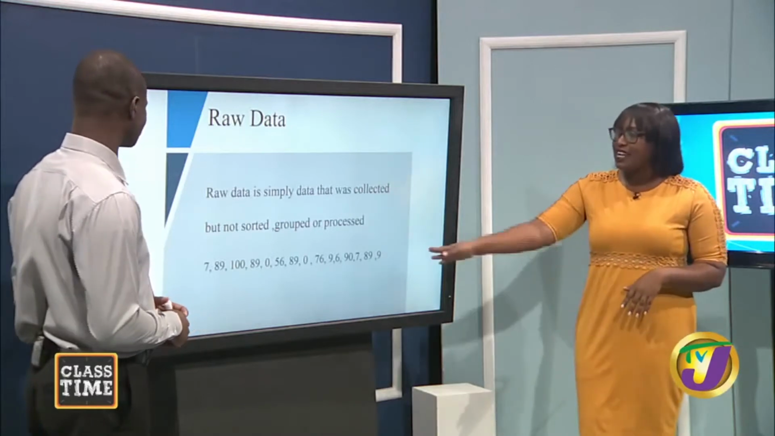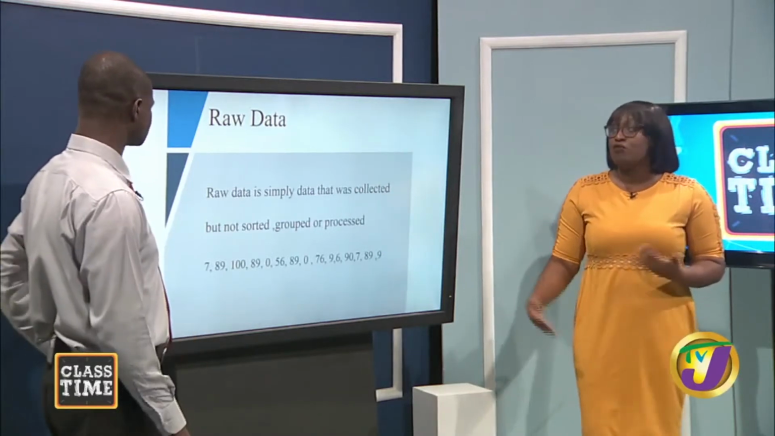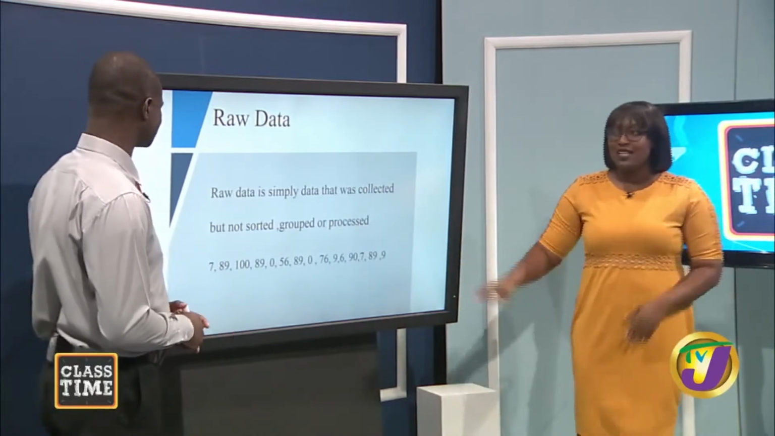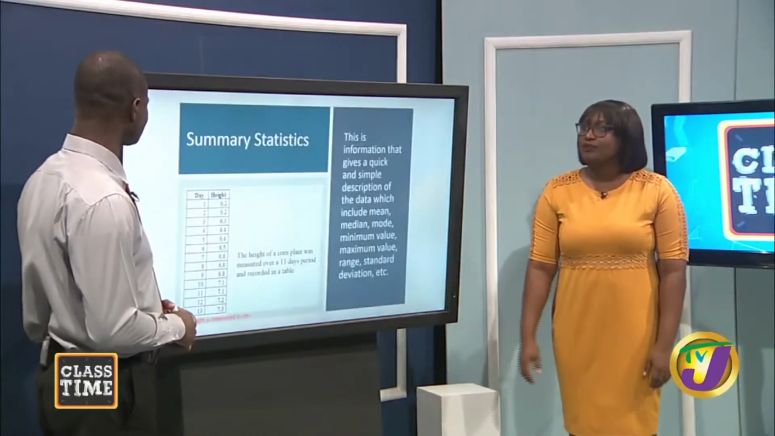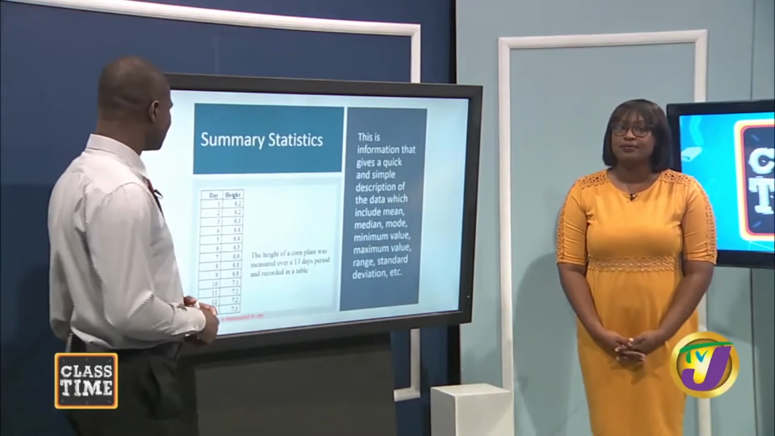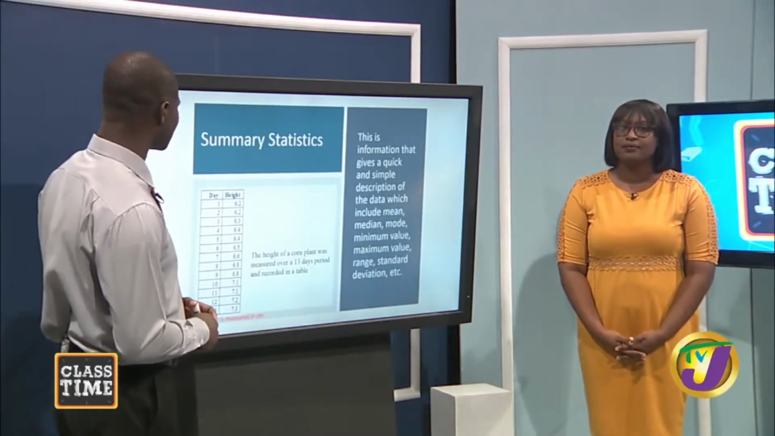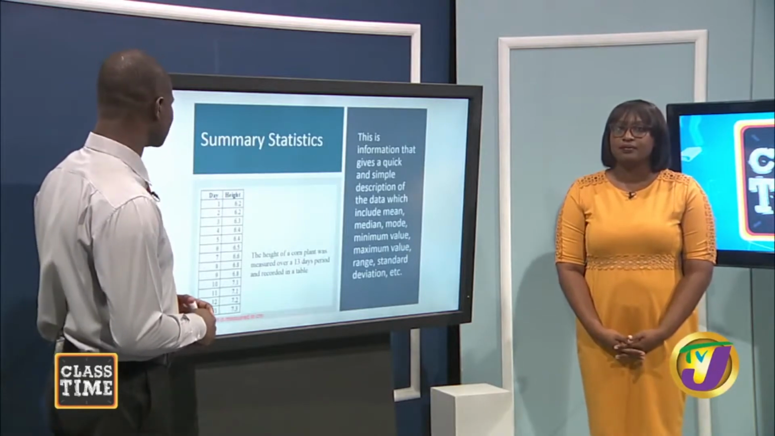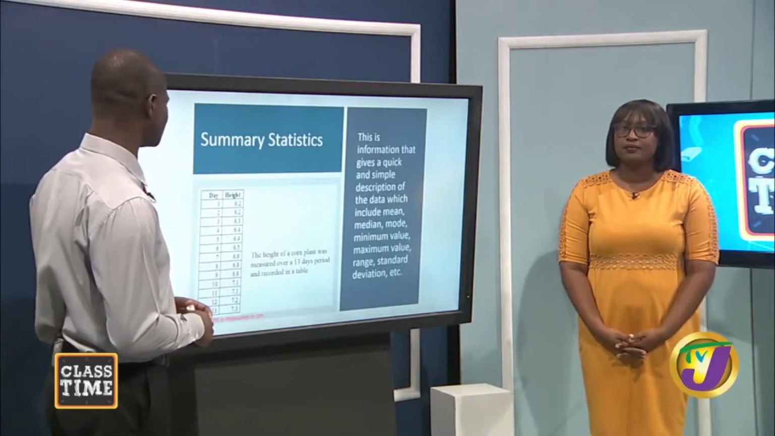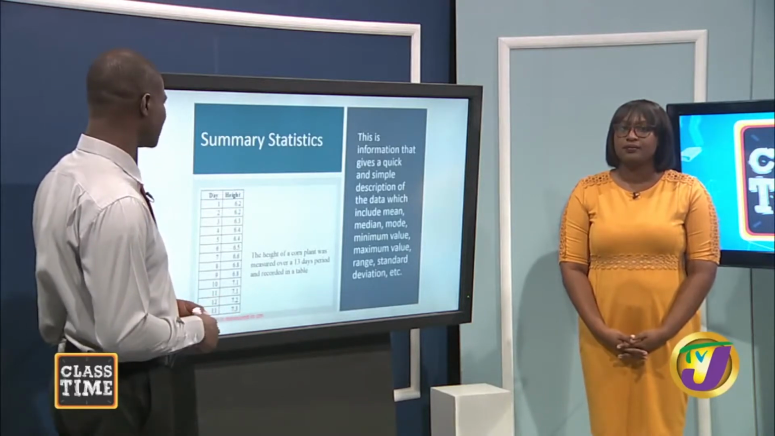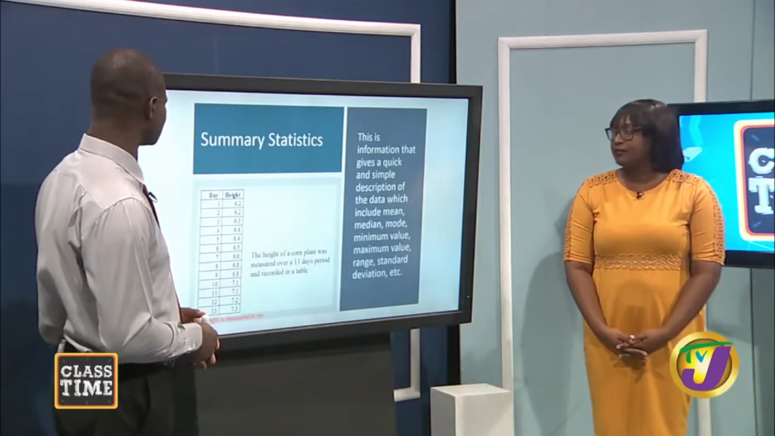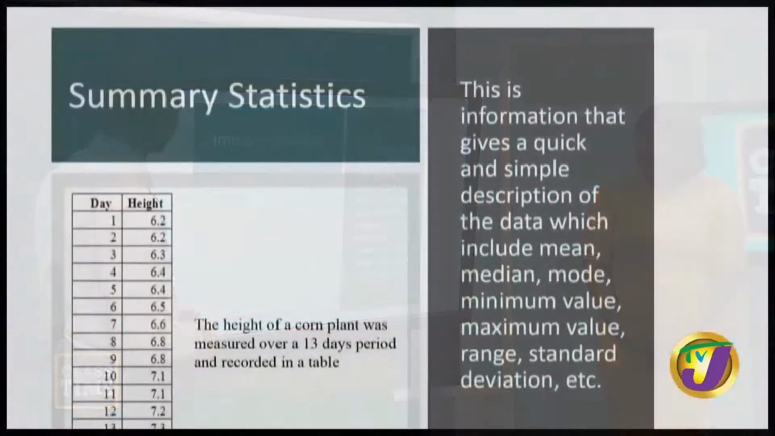Definitely. All right. And here you see we have some examples of raw data. So we just have some numbers here. It can mean anything. So in terms of summary statistics, this is information that gives a quick and simple description of the data, which includes mean, median, mode, minimum value, maximum value, range, standard deviation, etc. And here we have an example.